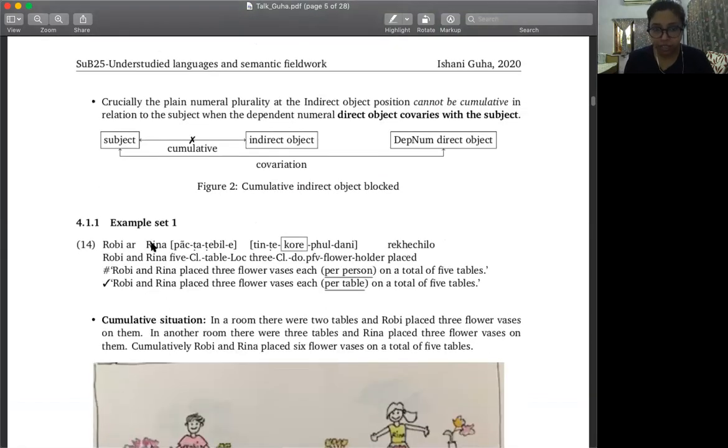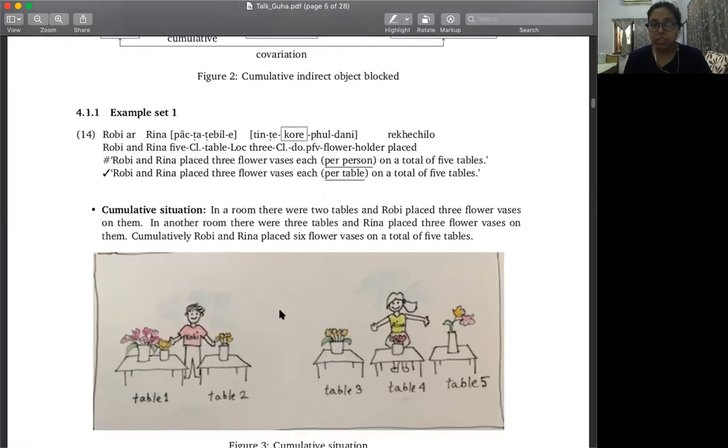14, Robi আর রিনা 5টা টেবিলে indirect object, 3টে করে ফুলদানি direct object রেখেছিল. The sentence cannot be interpreted as Robi and Rina placed 3 flower vases each to a person on a total of 5 tables. The details of the interpretation.